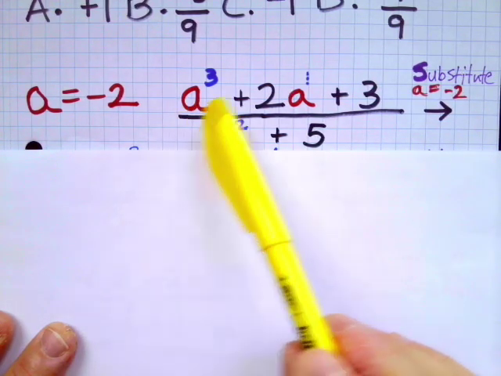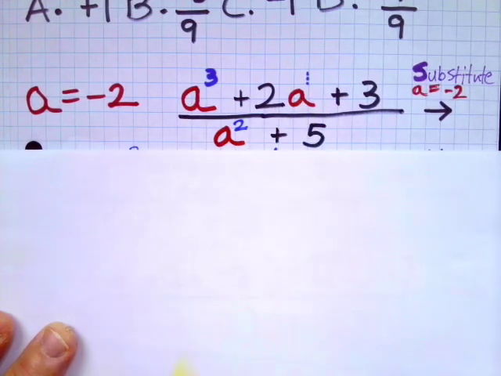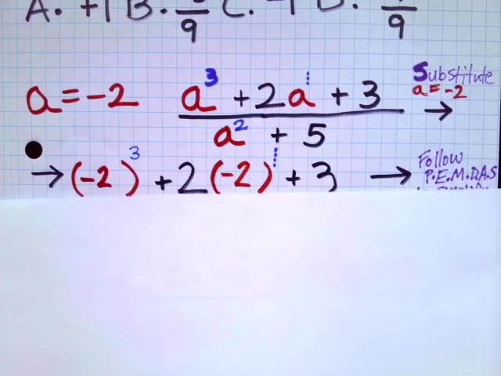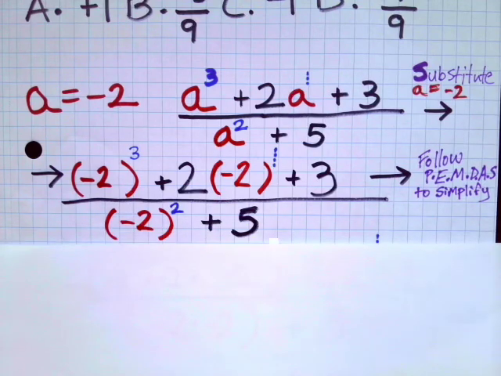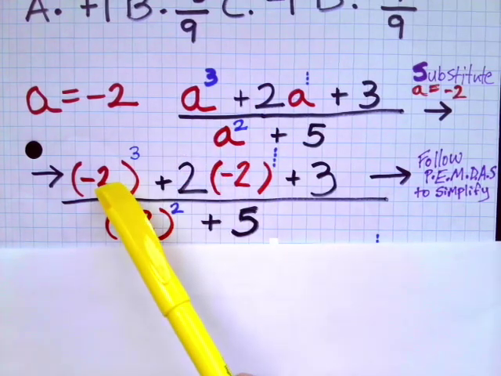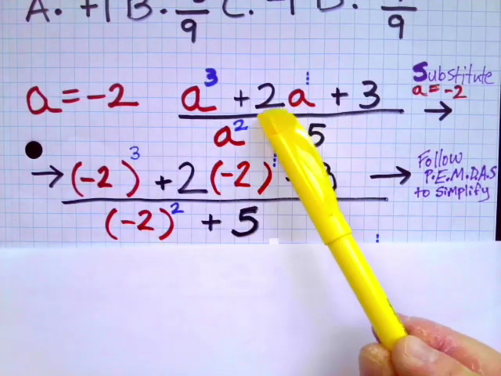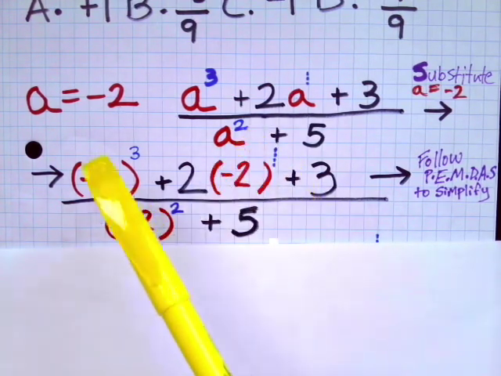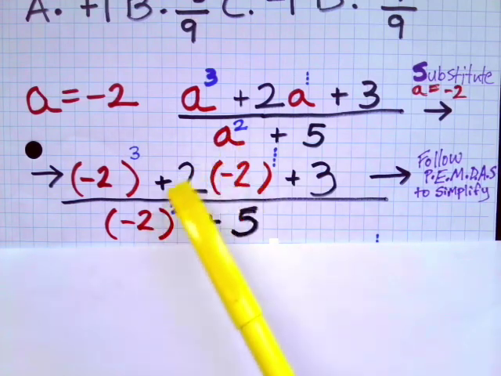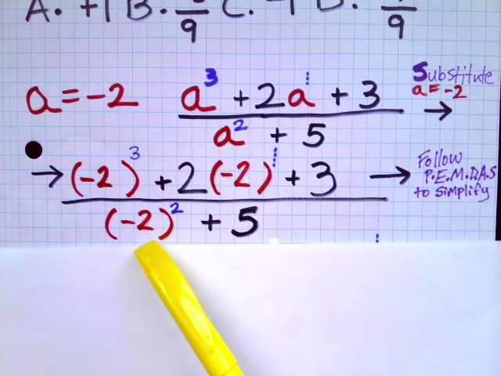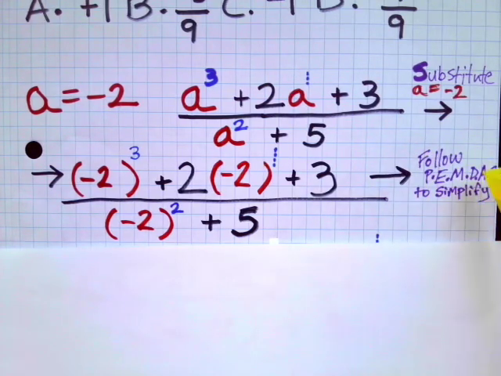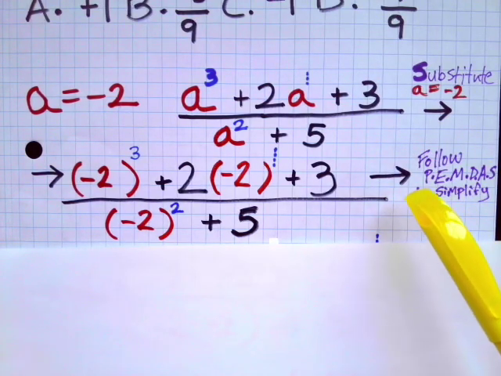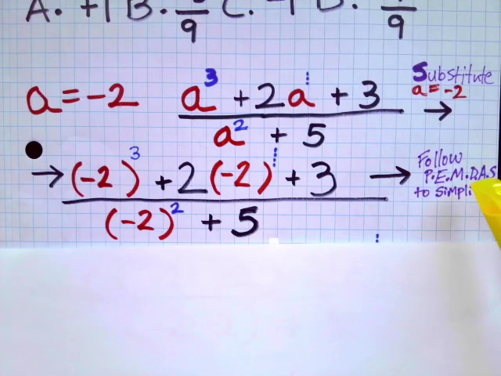So step 1, substitute everywhere you see a -2. And that's what I'm showing you here, right? Where there's an a to the third power, you're going to substitute that -2 for a. You see a 2 times a, it's 2 times a -2 raised to the first power. And a to the second power, since a equals -2, I'm going to substitute a -2 everywhere I see an a value. Then I'm going to follow PEMDAS. I'm going to follow the order of operations. Parentheses, exponents, multiply, divide, add, and subtract, in order to simplify.